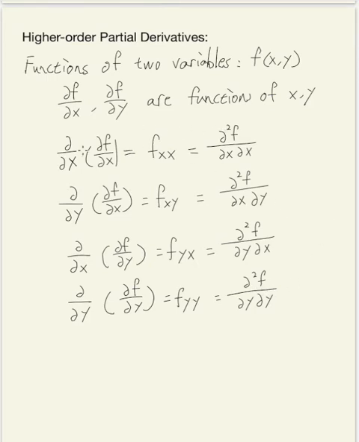These are just three different notations of the same thing. So as you can see, for a two variable function, you get four. These are all second order partial derivatives, by the way.